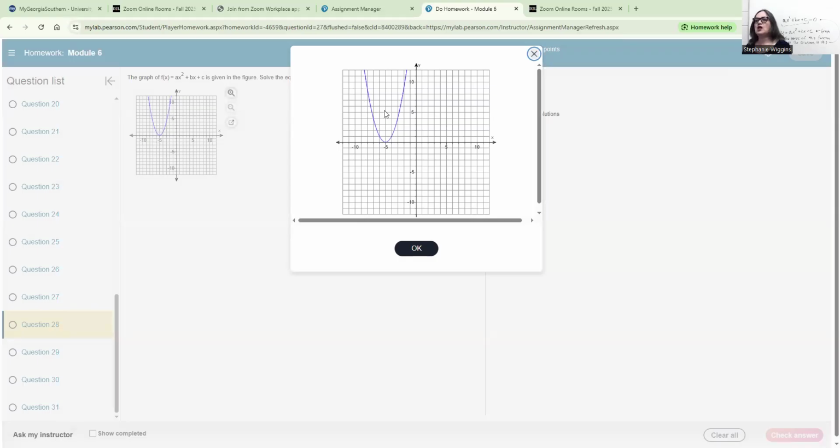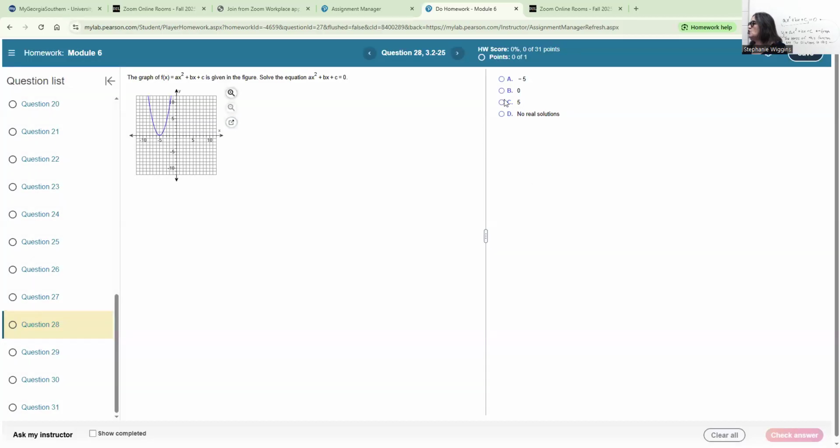And so here's our function. Now, what are the zeros of this graph? The zeros are the x-coordinates of the points which are the x-intercepts. So there's only one x-intercept, and it's right here. And the x value at that point is -5. So -5 is the zero for this function, which is the solution to the equation ax squared plus bx plus c equals 0. And so looking at the choices, I select -5.